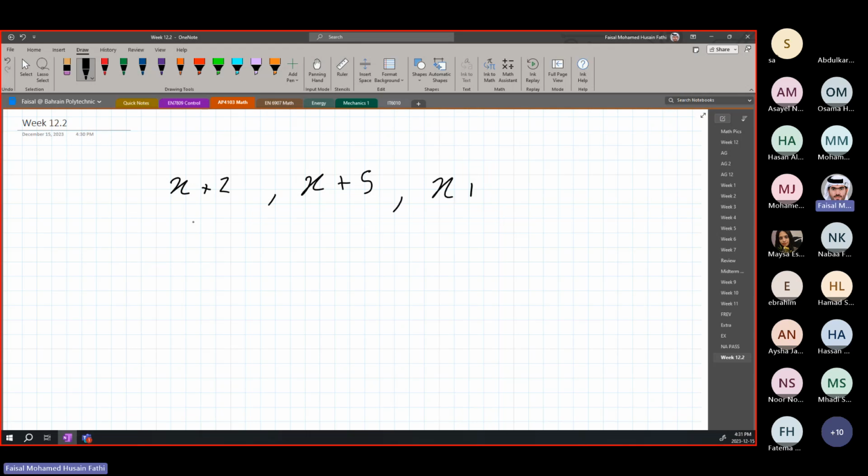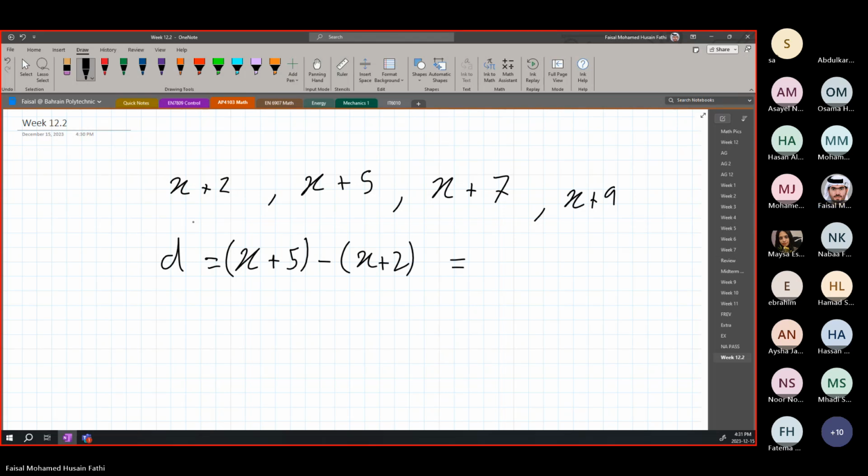So you have x plus 7 after this, x plus 9. Because if you want to find the common difference, d is equal to x plus 5 minus x plus 2. Okay? Let's do it step by step. So x plus 5 minus x minus 2. x minus x will cancel. So you'll be left with 5 minus 2, which is equal to 3. So the common difference is 3.